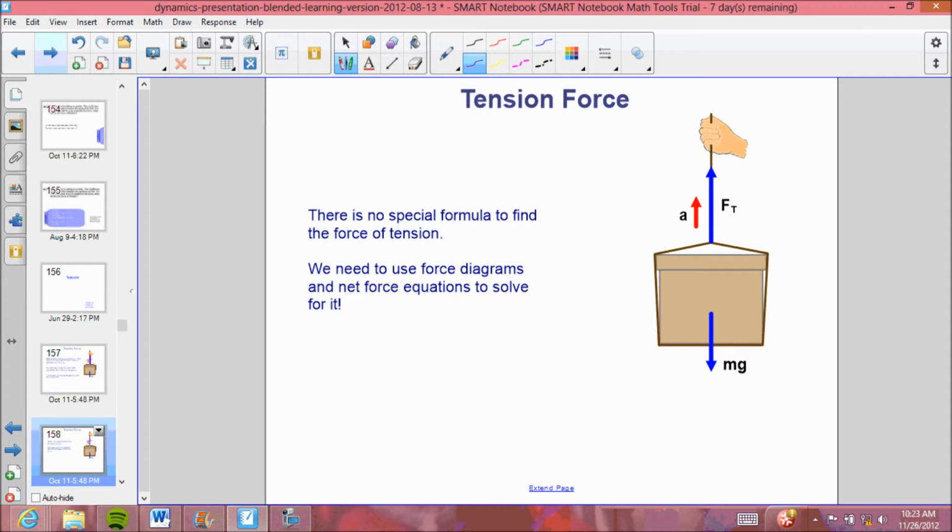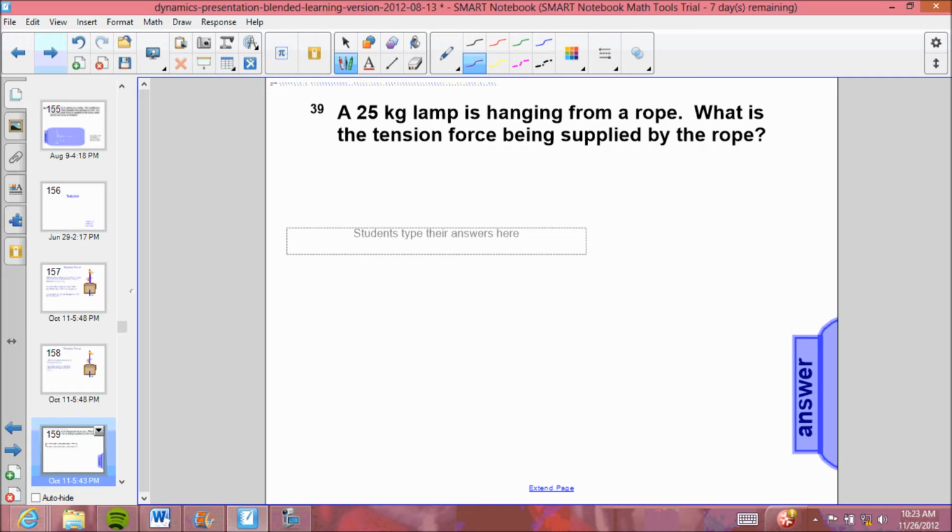There's no special formula to find the force of tension. We need to use the force diagrams and net force equations to solve for it, just like we used for force of friction. So a 25-kilogram lamp is hanging from a rope. What is the tension force being supplied by the rope? Well, we know that our mass equals 25.